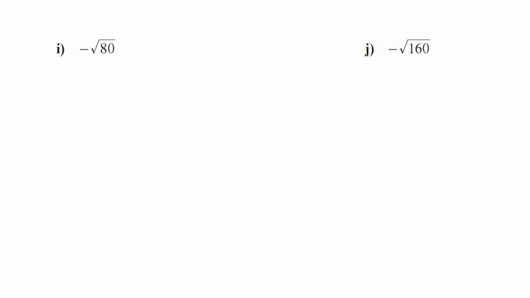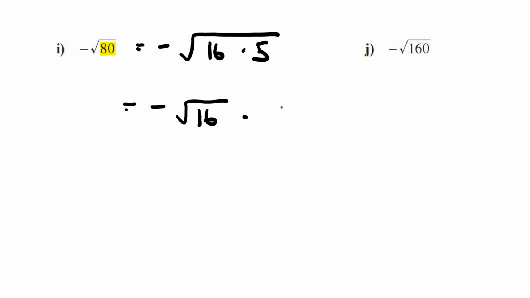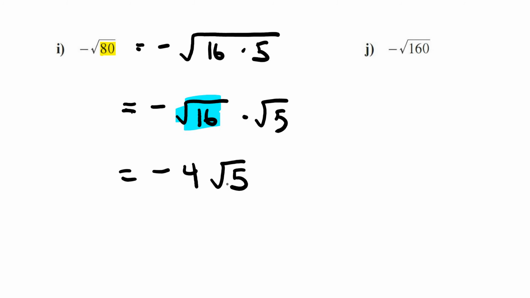Okay, square root of negative root 80. Okay, so two numbers that multiply to 80. If you're pretty quick, you can probably use 16 and 5. So 16 times 5. And then you can break this up into two individual radicals. So root 16 times root 5. The square root of 16 is going to be 4, right? So negative 4 root 5 is the final answer for that one there.